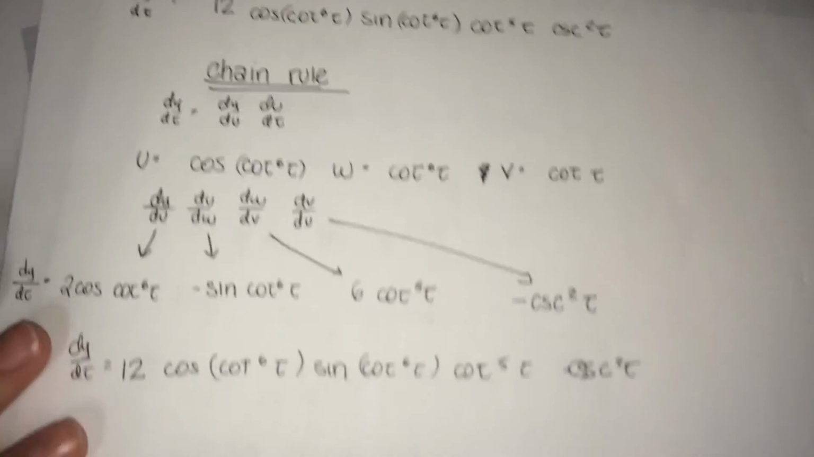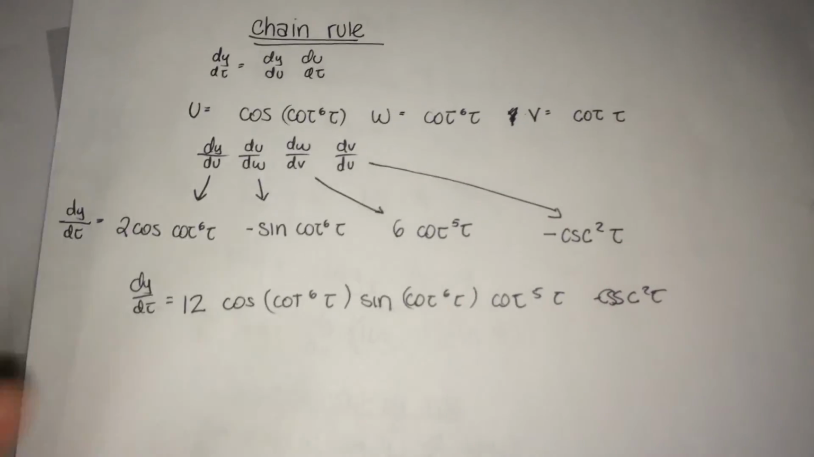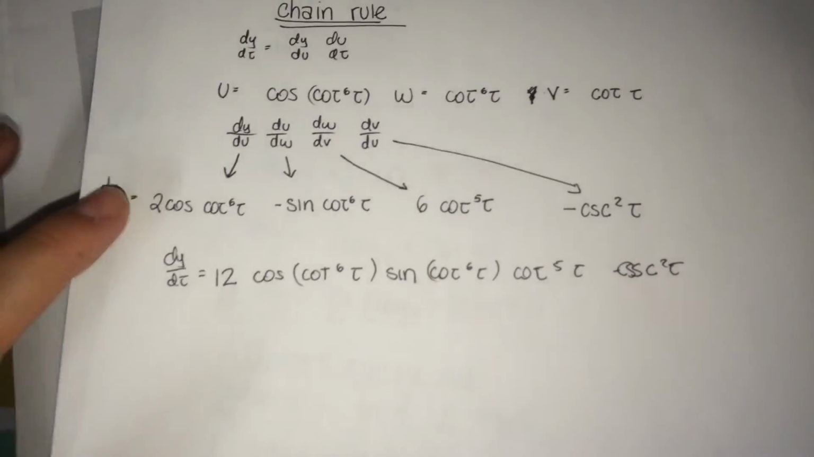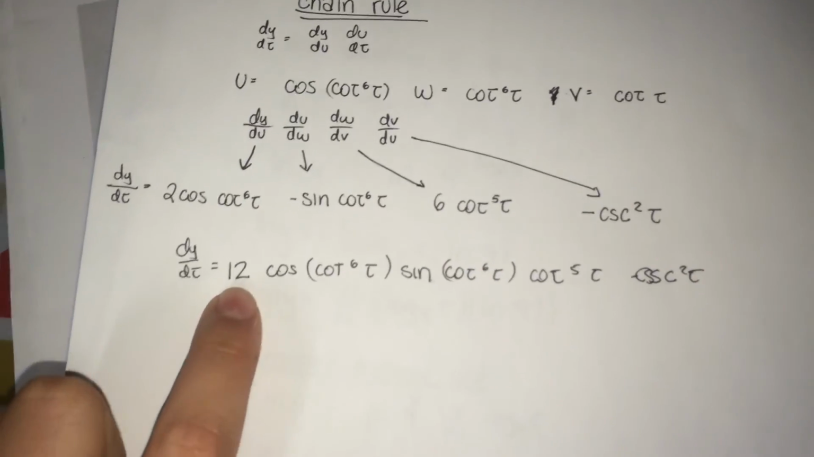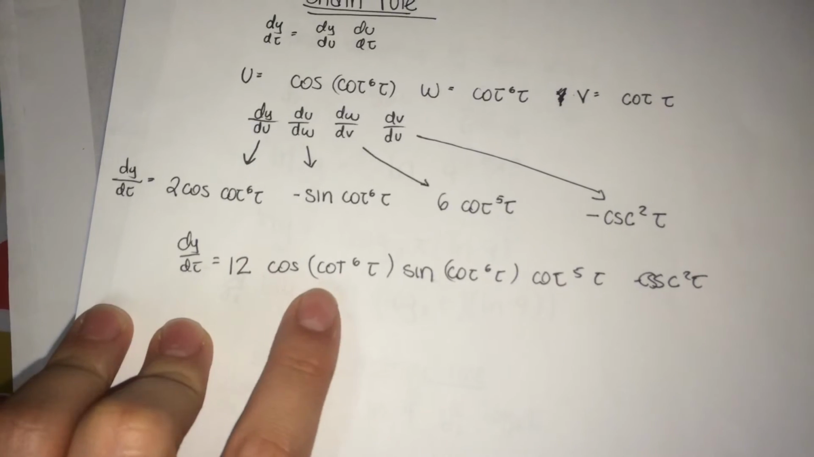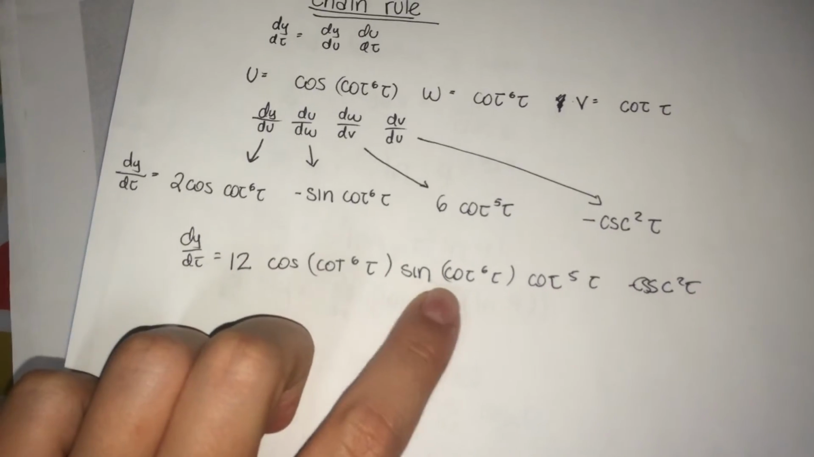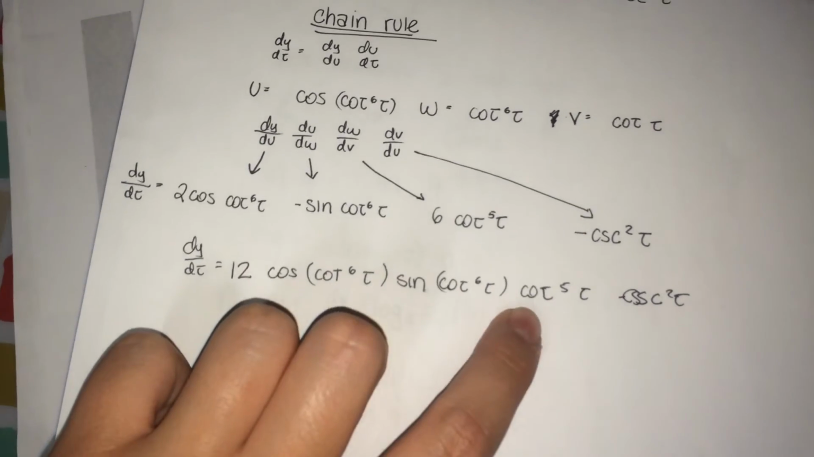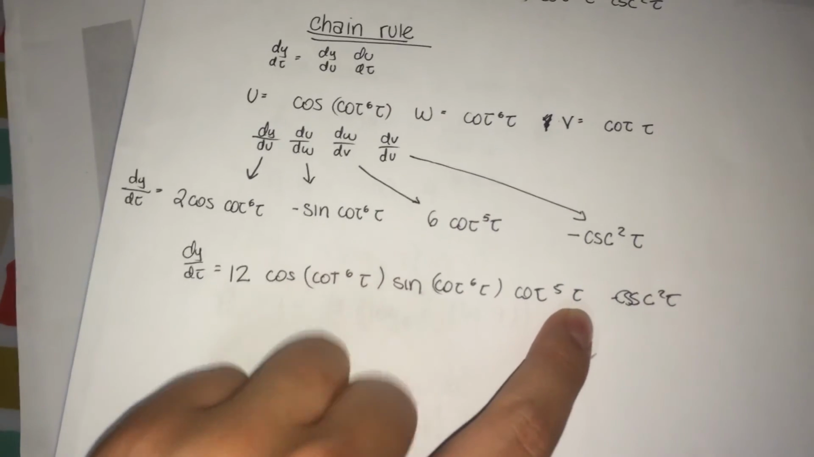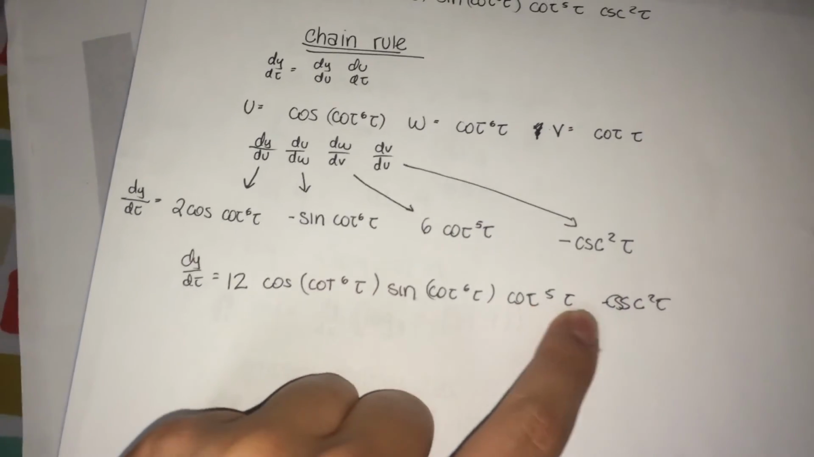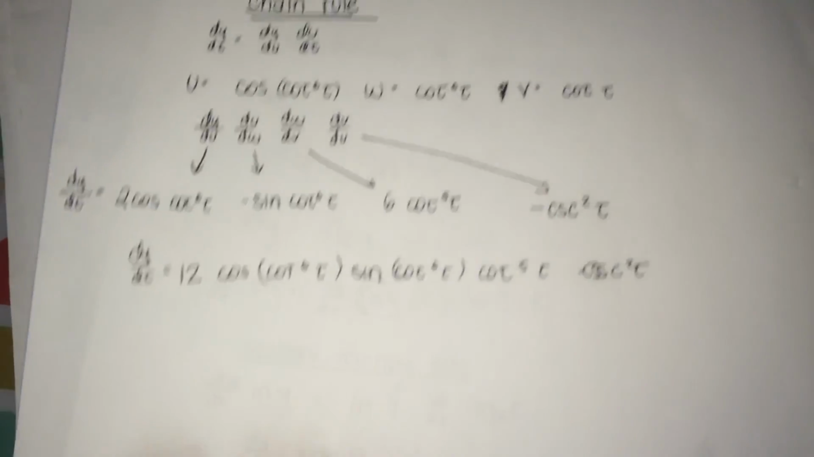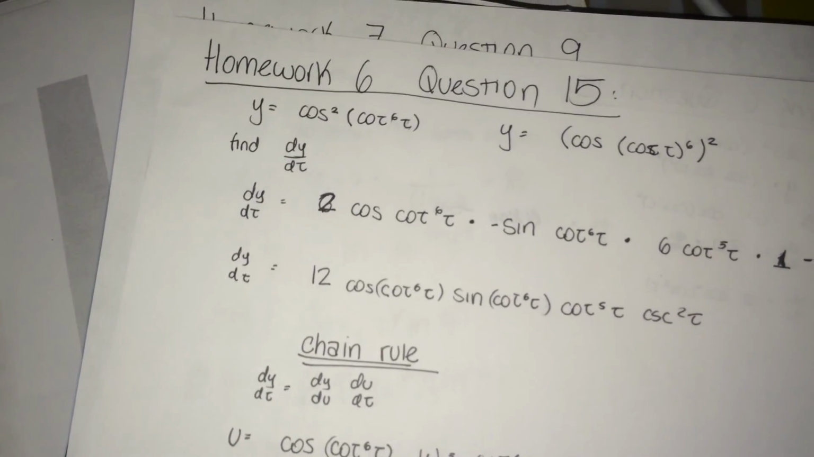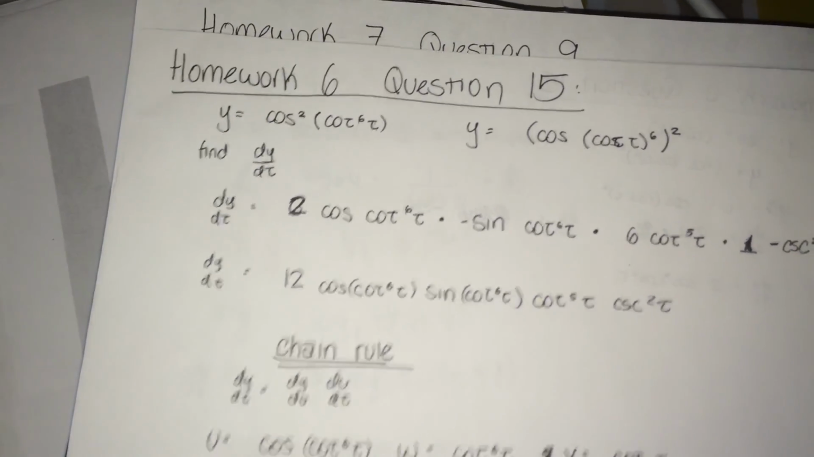And now all we have to do is multiply all these values together according to the chain rule. So we know that 2 times 6 is 12, and a negative gives you a positive, so it's 12. And then cosine cotangent to the power of 6t, sine cotangent to the power of 6t, cotangent to the power of 5t, and then cosecant squared t, negative cosecant squared t. So that's the answer to the derivative of cosine squared cotangent to the power of 6t.